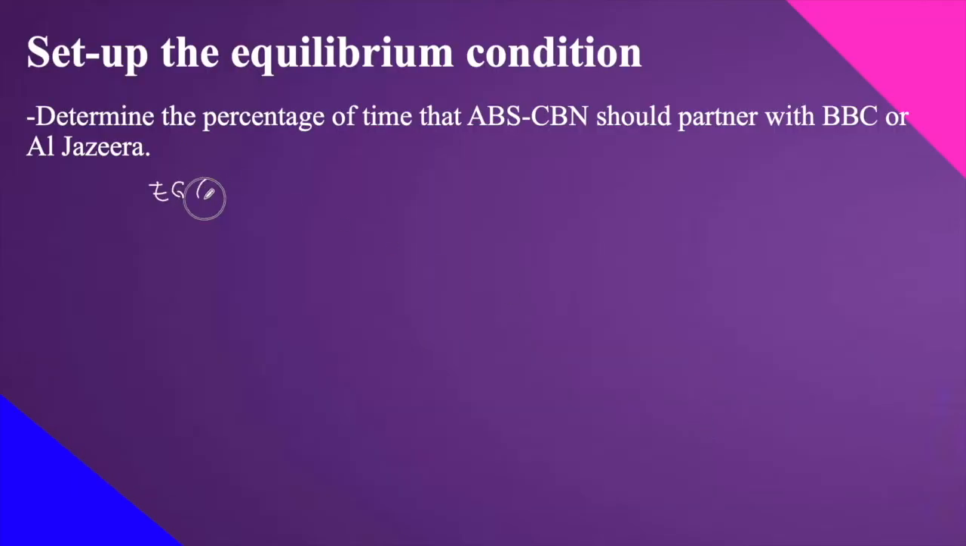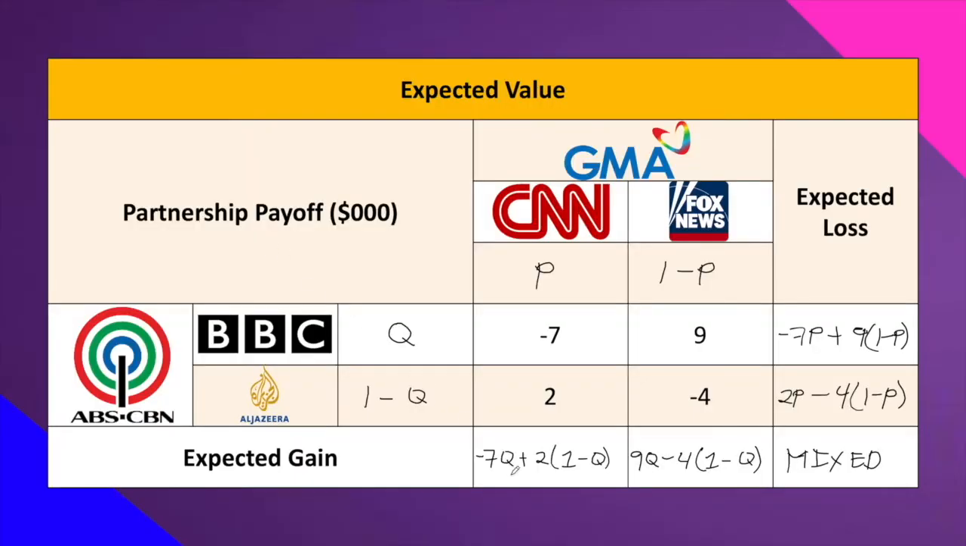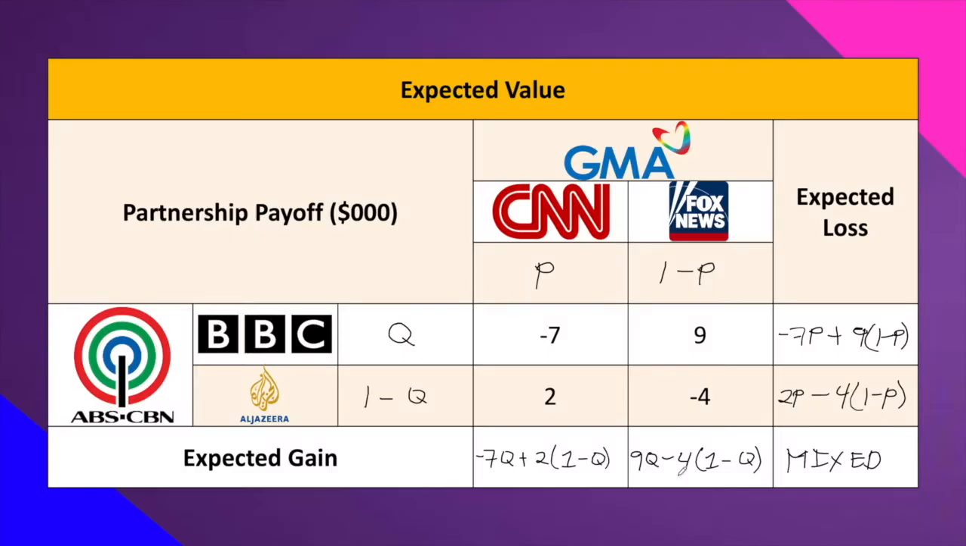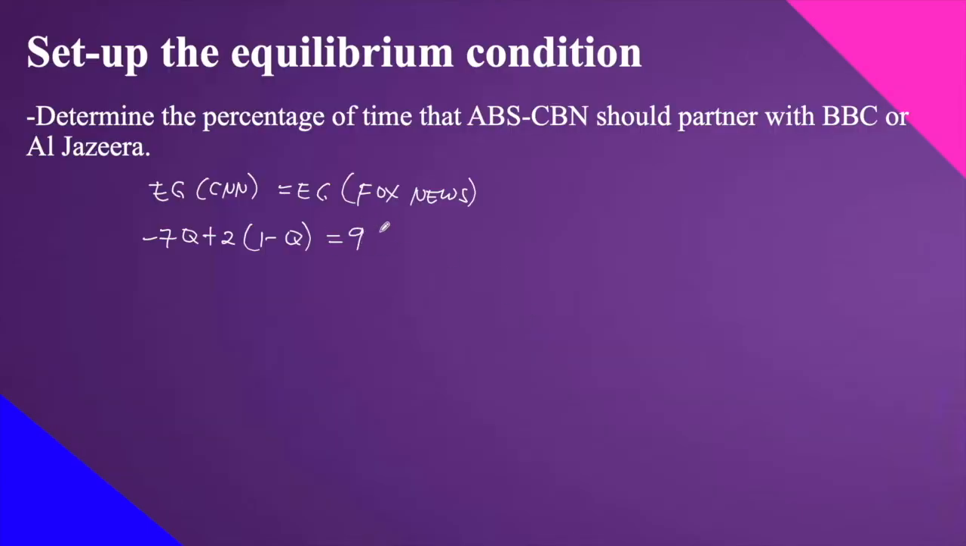And that is the EG for CNN and the EG for Fox News. Okay, so EG for CNN, i-equate po natin sila, is equivalent to the EG for Fox News. Ayan. Now, what is the equation for EG ng CNN? That is negative 7Q plus 2 multiplied to 1 minus Q. So, let's write it here. Plus 2 multiplied to 1 minus Q equals EG for Fox News is 9Q minus 4 multiplied to 1 minus Q. Let's have here 9Q minus 4 multiplied to 1 minus Q. So, ayan, equate na natin. Simpleng algebra, no?